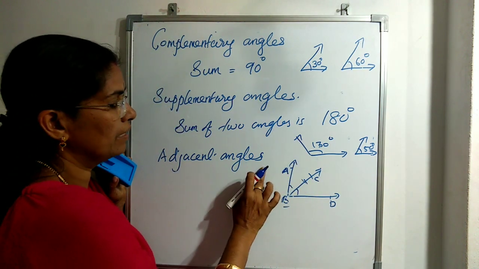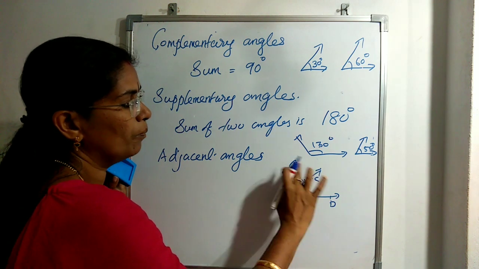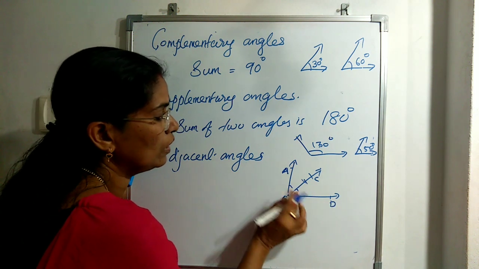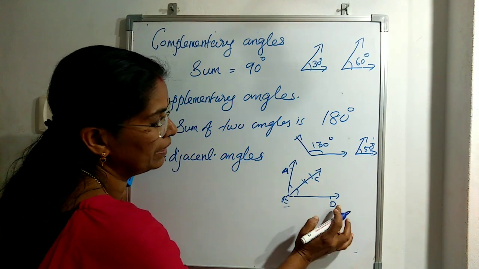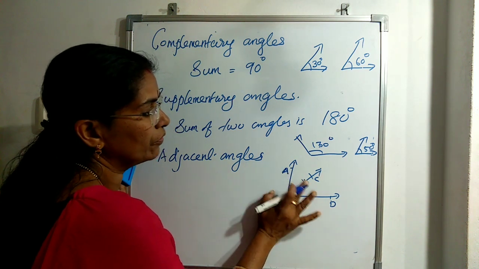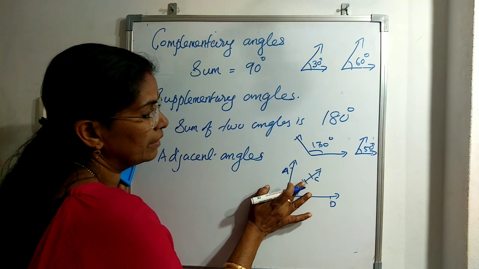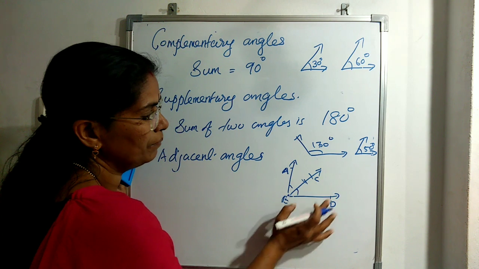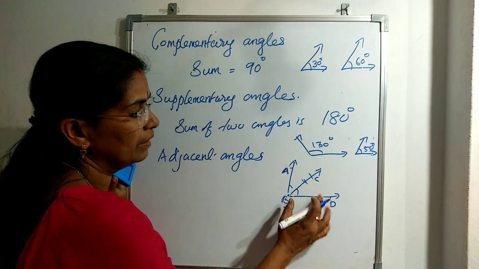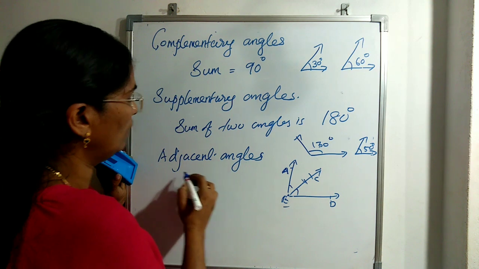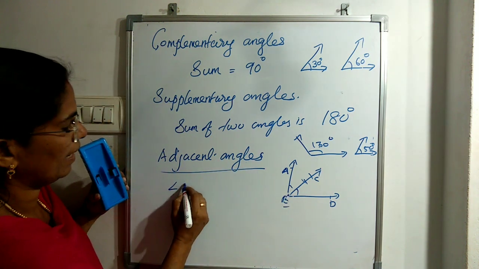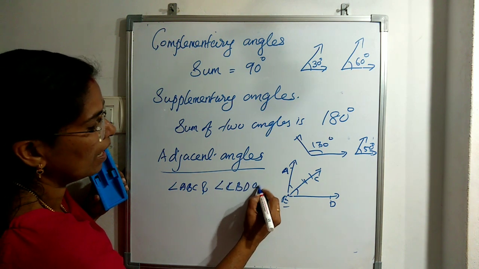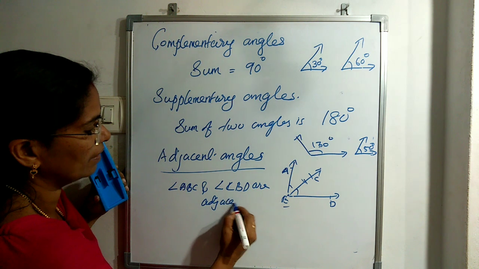So in adjacent angles, one arm is common to both angles, and the non-common arms, AB and BD, are on different sides of this common arm. Here, AB is the left side of the common arm and BD is the right side of the common arm. These types of angles are called adjacent angles. Here angle ABC and angle CBD are adjacent angles.